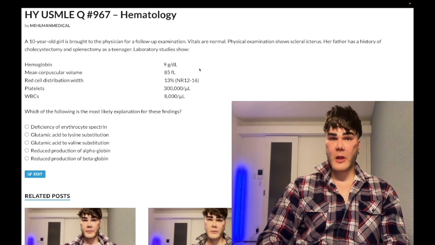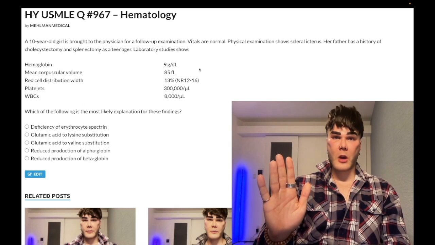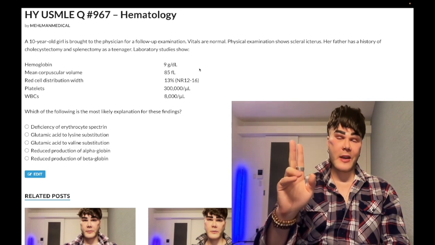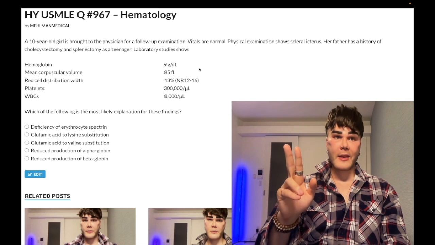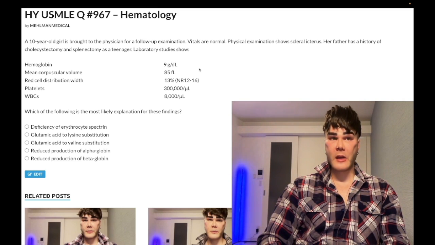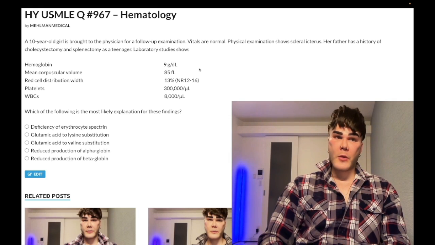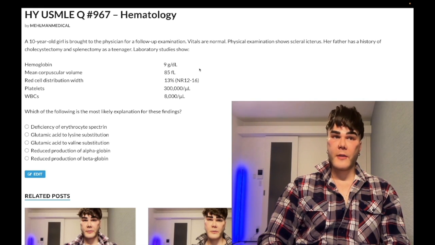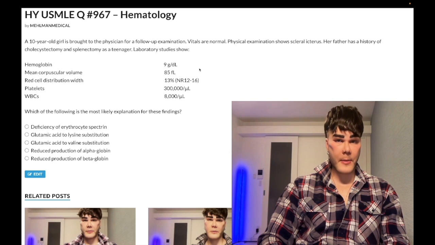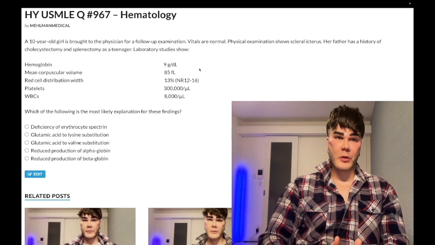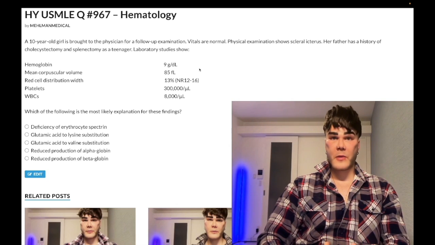I've talked about this a lot in prior clips. The key point you need to know is that an increased RDW is highly sensitive for IDA, iron deficiency anemia. It's not specific for it, meaning 14 out of 15 questions, if you see a high RDW, the answer is iron deficiency anemia. But we want to be careful. Notice I said it's sensitive but not specific.